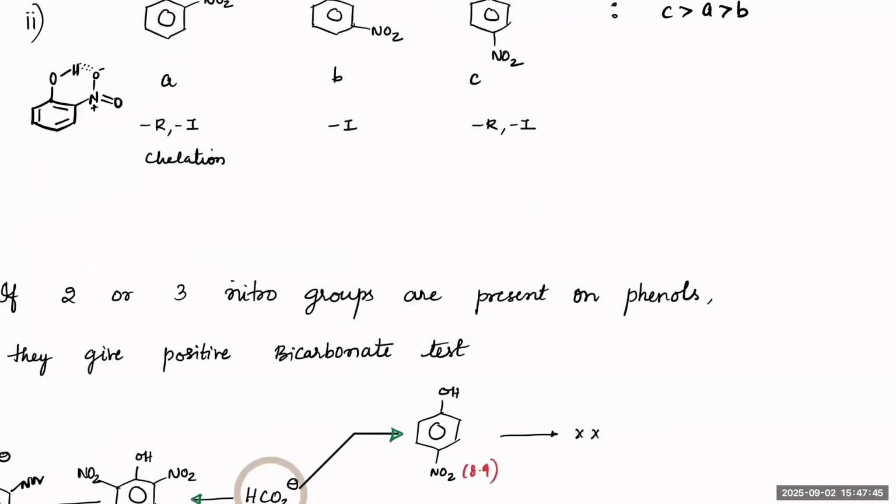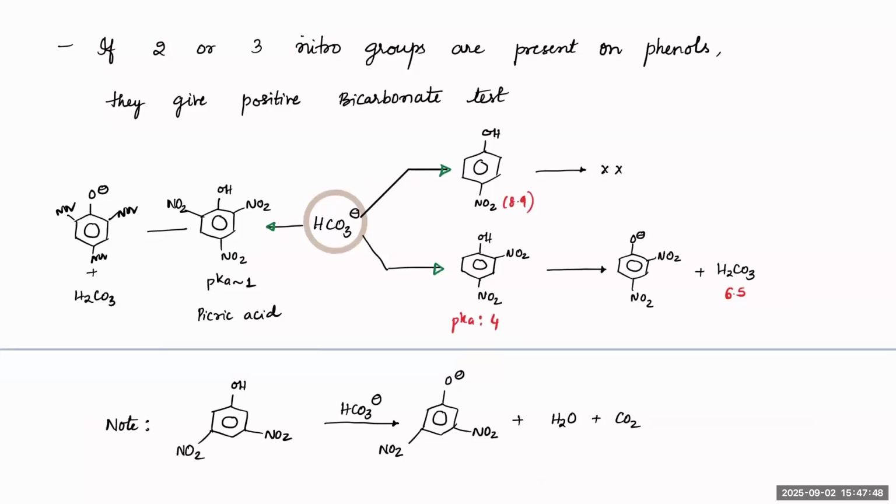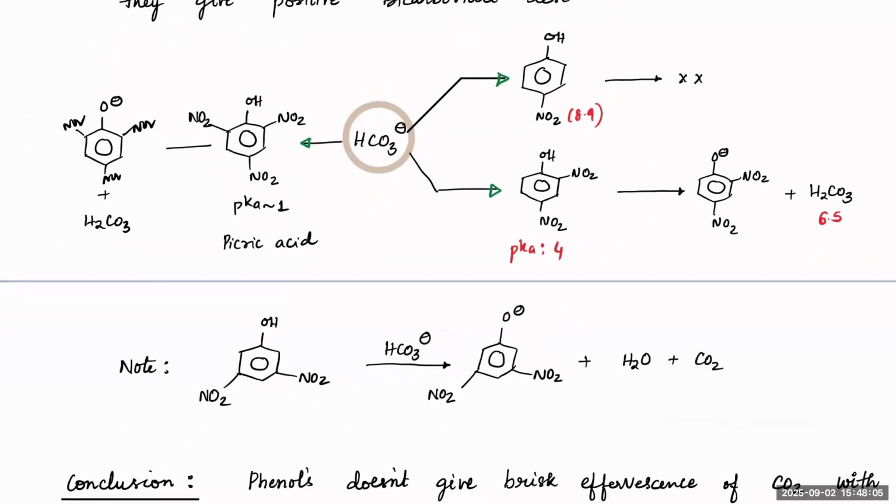Now, this is an important part to understand: when you have two, three or more nitro groups on phenol, it will start giving a positive bicarbonate test. Just to show it as an example, notice this. Phenol with one nitro group has a pK value of around 8.9. Phenol with two nitro groups, its pK value directly goes to 4. And phenol with three nitro groups has a pK value of 1, which makes it a very strong acid. This is called picric acid.